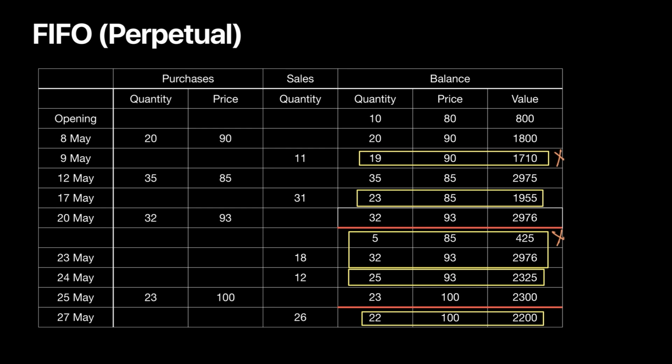So this will become 25. 32 minus 7, that should become 25 at 93. So this is 2325. All right. And now we buy 23 more units at 100. That gets added to the balance.